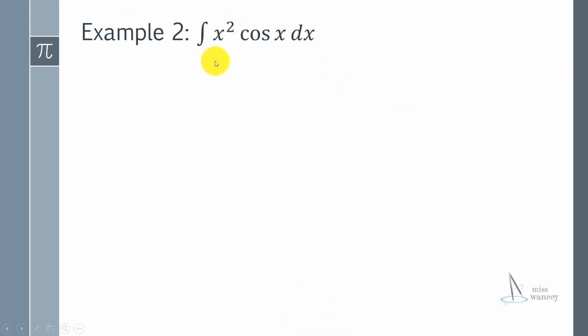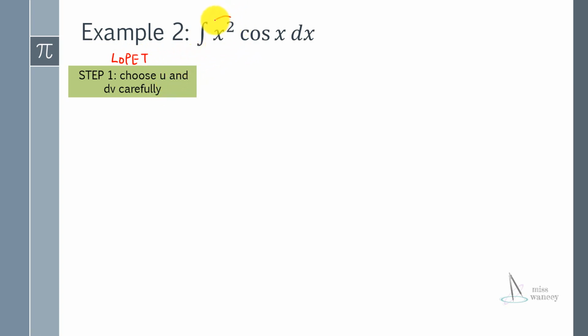For the second example, we have to integrate x squared cos x dx. Again, let's go to the first step. We choose our u and our dv carefully, and the choice of u depends on the function type. Let us check our functions one by one. x squared is a quadratic, so this is a polynomial function. cos of x is a trigonometric function. So one of them is P, one of them is T.